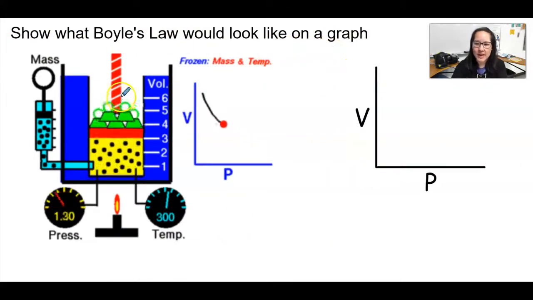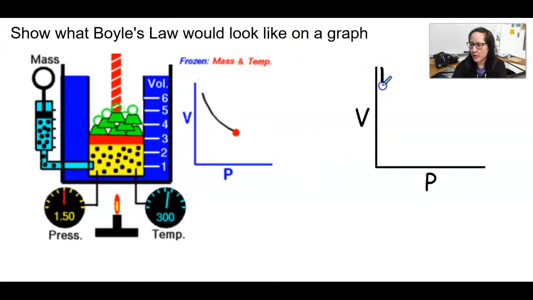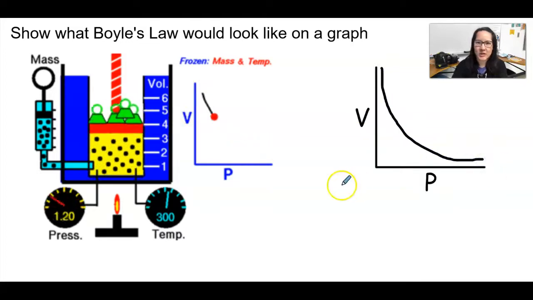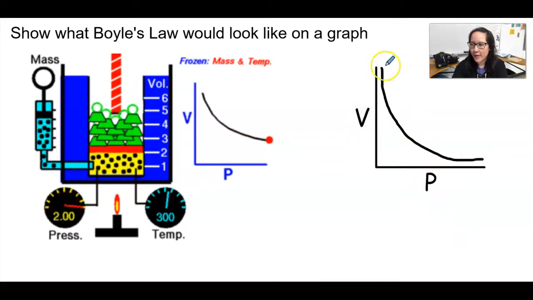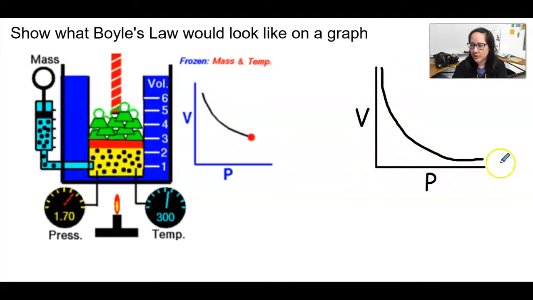So let's show what Boyle's law will look like on a graph. Here you can see as the pressure gets increased, the volume gets decreased, and vice versa. And so it causes us to have kind of a curve. And so we get a hyperbola, which is half of a parabola. So it's a volume versus pressure graph, and the graph is showing that as the pressure goes down, the volume goes up. And as the volume goes down, the pressure goes up.